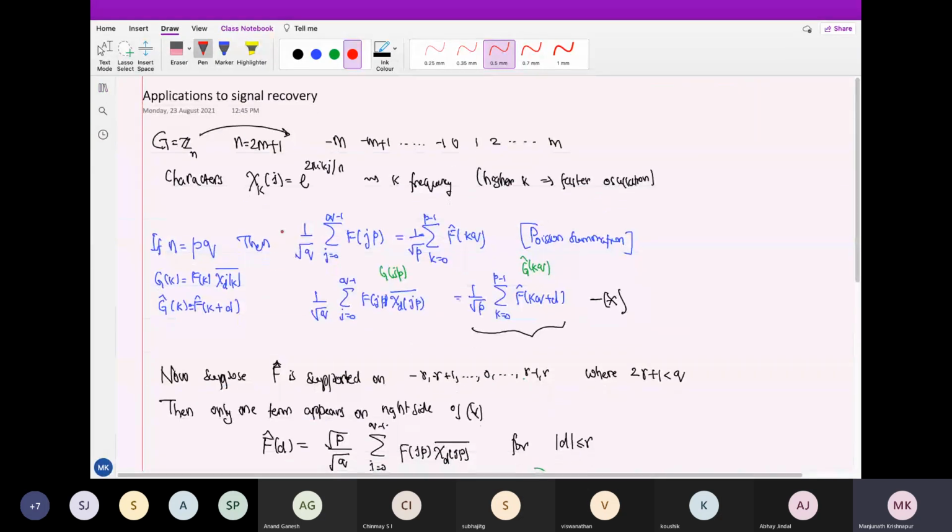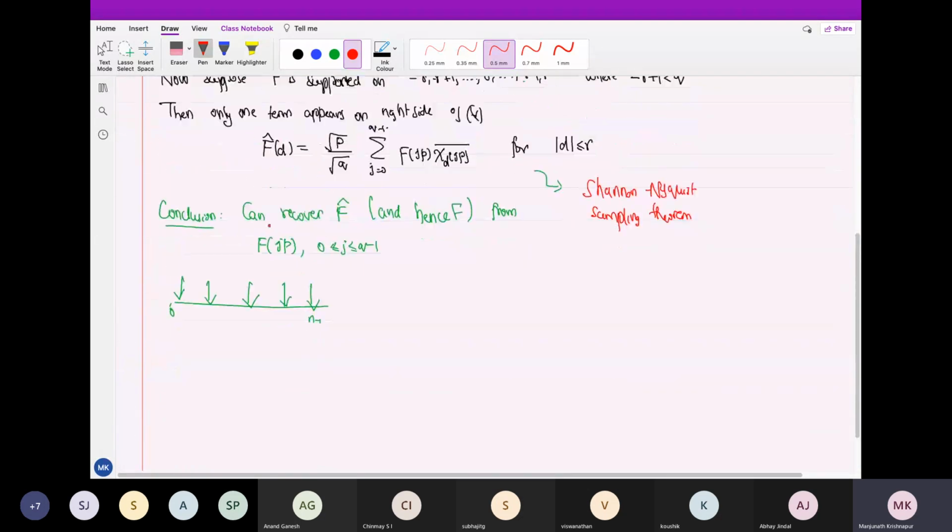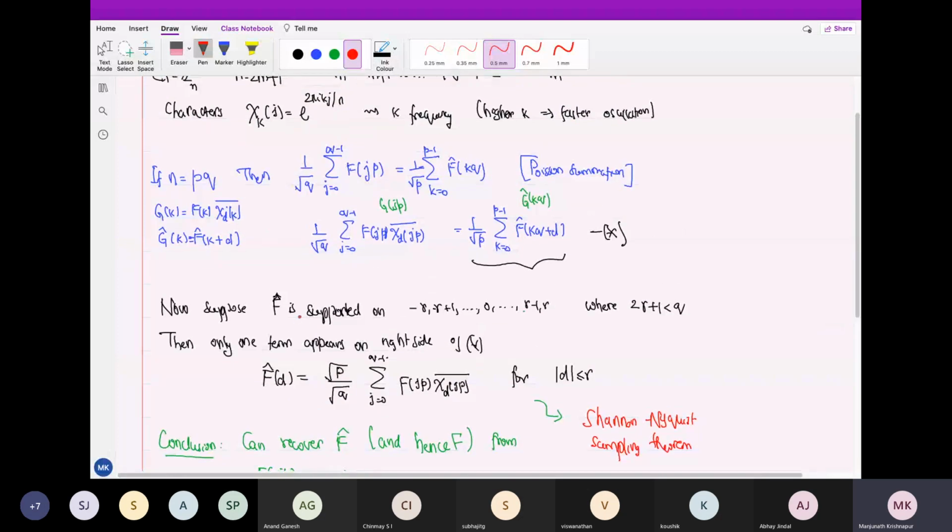Let me recap quickly what I did last time. I took G equal to Z_n. I had some notational confusion, all unnecessary. But basically the point that I proved was that if f is band limited, in the sense that f-hat is supported on some frequencies from minus r to r, where everything is interpreted modulo n, then we can write f-hat of d as square root of p over square root of q, sum over j equals 0 to q minus 1, f of jp, chi_d of jp. Chi_d is this complex exponential. All that is fine.